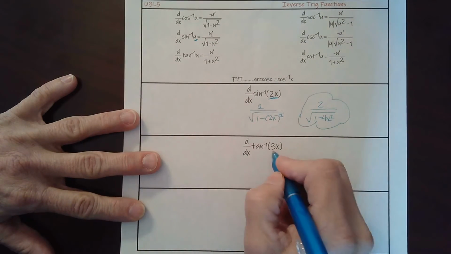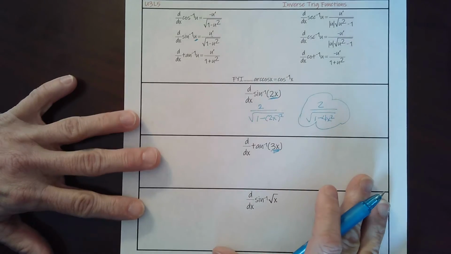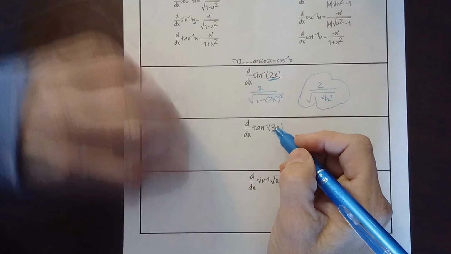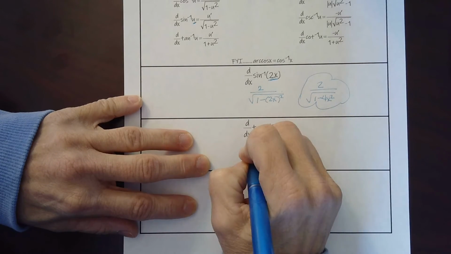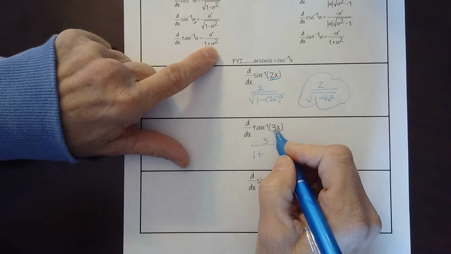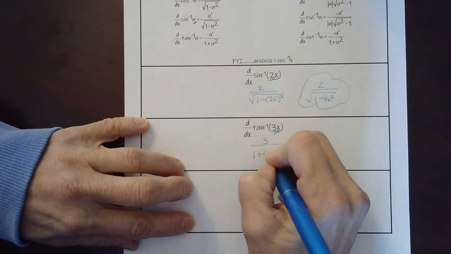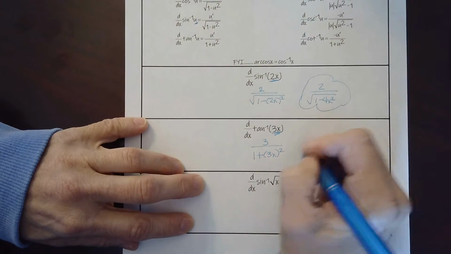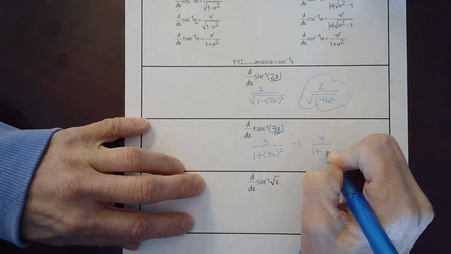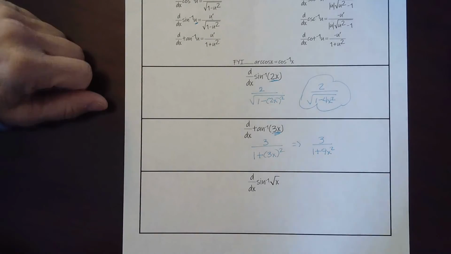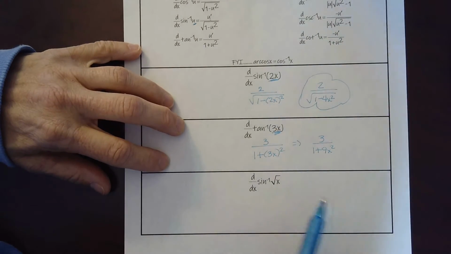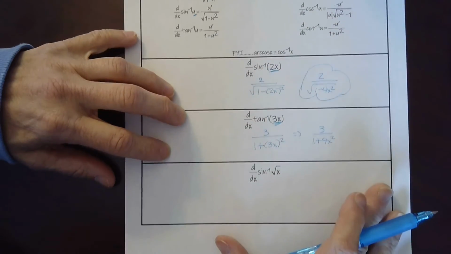All right, next one, let's look at the inverse tangent of 3x. Let's find its derivative, and that will be u prime, which is going to be 3, over 1 plus u squared. Well, what was u? 3x, and square it. And so that's going to be 3 over 1 plus 9x squared. So it's just a matter of getting familiar and used to finding the derivatives of the inverse trig functions.